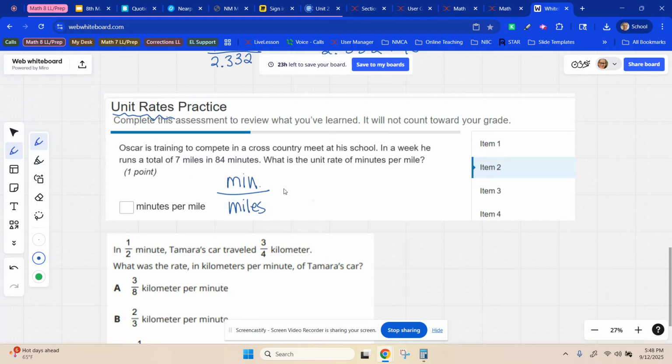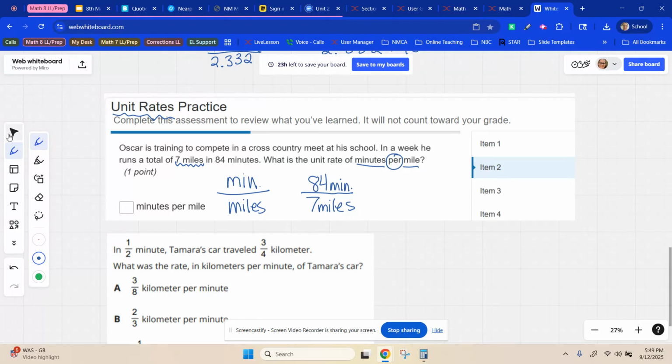7 was the number of miles. Be careful, because they said that one first on purpose to confuse you. You've got to go by what they say first in the ratio that they've given here, minutes per mile. The 84 is going to go in the numerator.